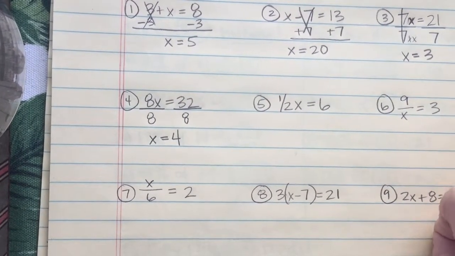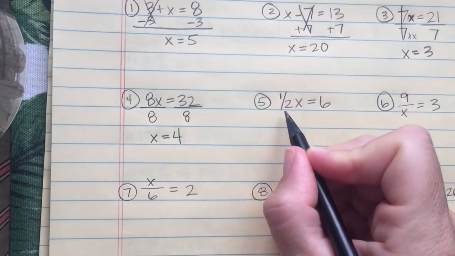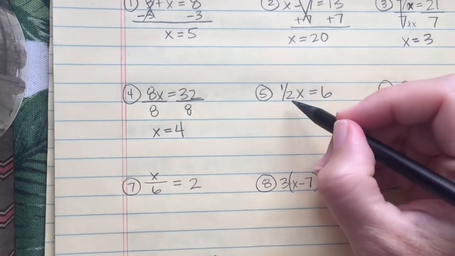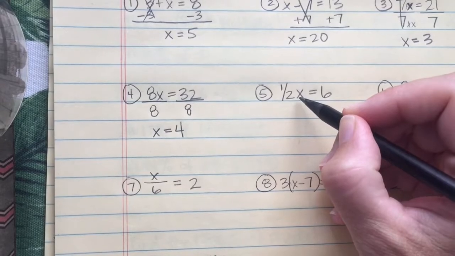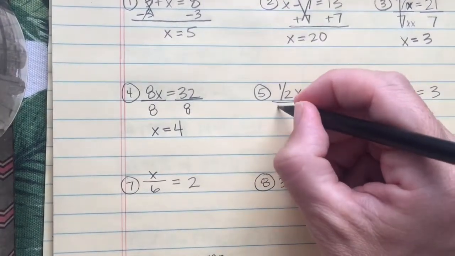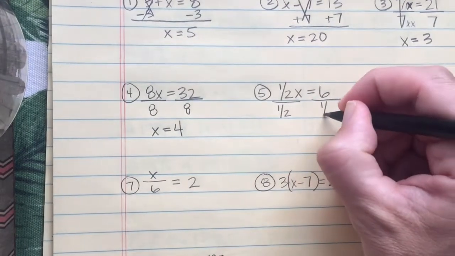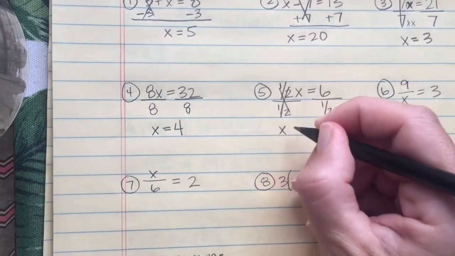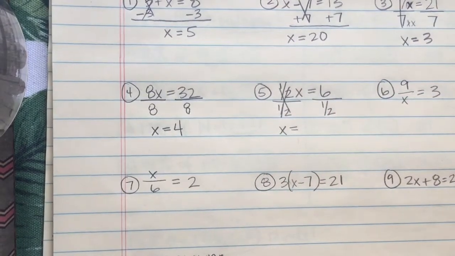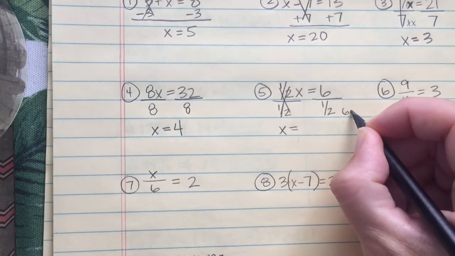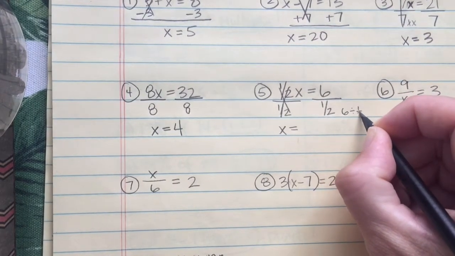Number 5. All right, so we have a fraction attached to our variable. No big deal, it's the same process. We are multiplying the half times x, so I'm going to do the same thing. I'm going to divide both sides by a half. So this cancels, you're left with x equals, well, 6 divided by a half. Let's talk about that. 6 divided by 1/2.